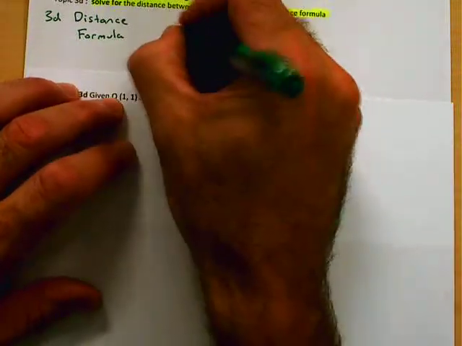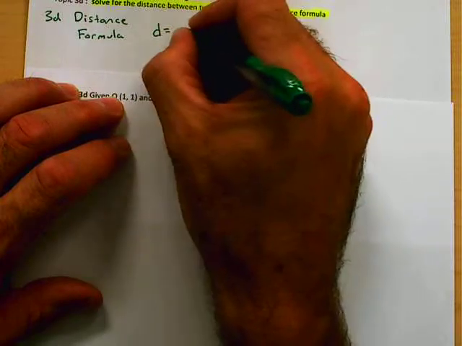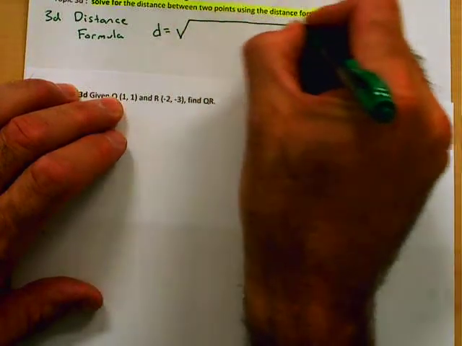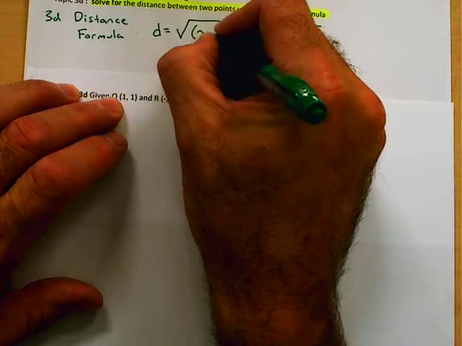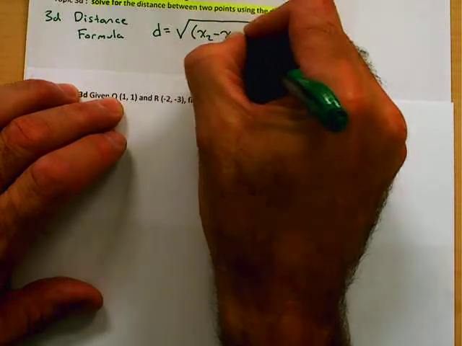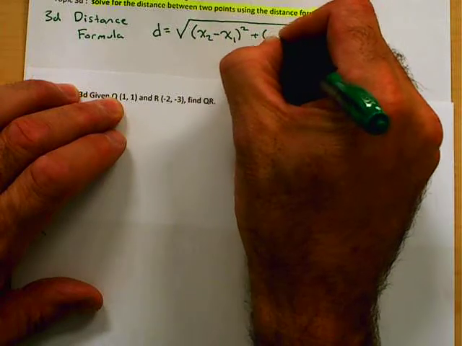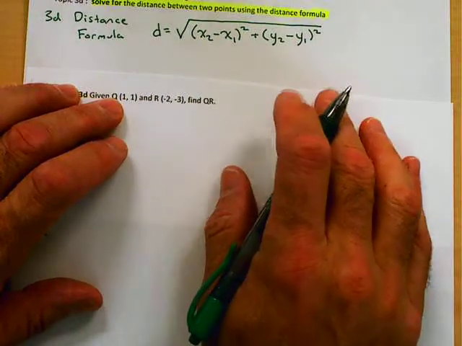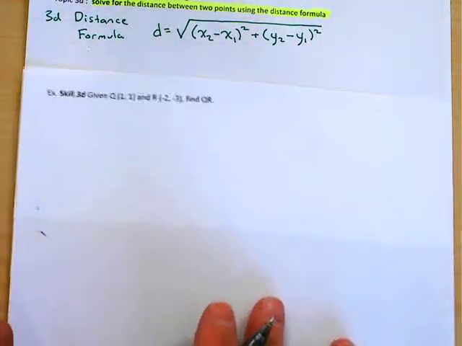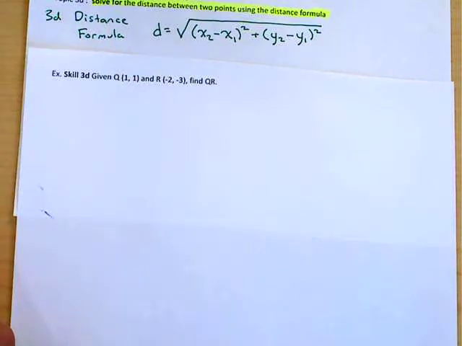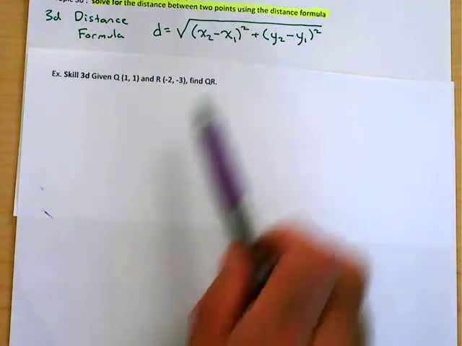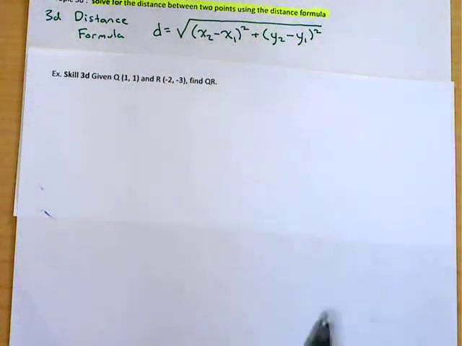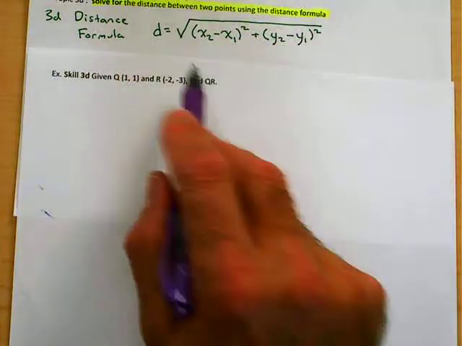So the distance formula is D equals the square root of x sub 2 minus x sub 1 squared plus y sub 2 minus y sub 1 squared. That's the distance formula. Once we have it, now we can go ahead and use it. It's really a descendant of the Pythagorean theorem.